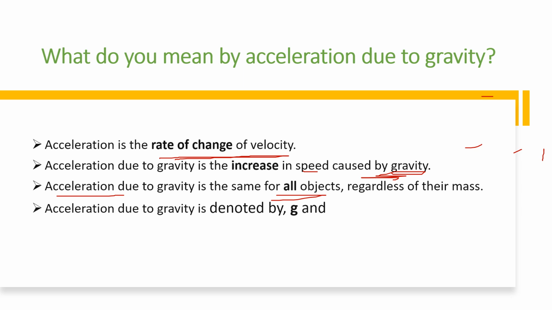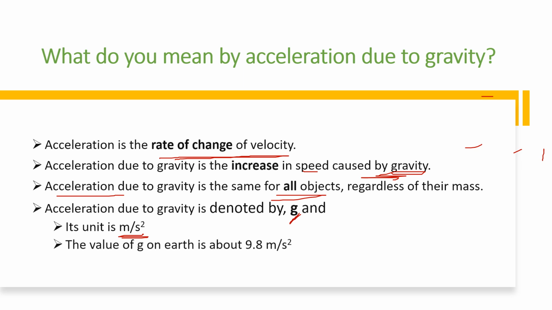Acceleration due to gravity is denoted by g. We no longer use a, though it is acceleration. Its unit is meters per second square, and the value of g on Earth is 9.81 meters per second square. This is a summary of it.